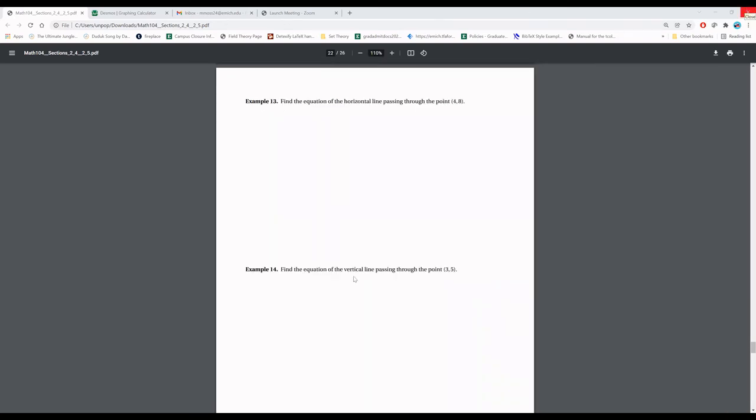Example 13 asks us to find the equation of the horizontal line passing through the point 4, 8. So we're looking for a horizontal line. Think back to earlier, a horizontal line means that we have a constant function. The y is not changing. We look back through our notes. It says that the horizontal line has the form f of x is equal to what? Well, here, 8. Just the y coordinate. So if you prefer, y equals 8.